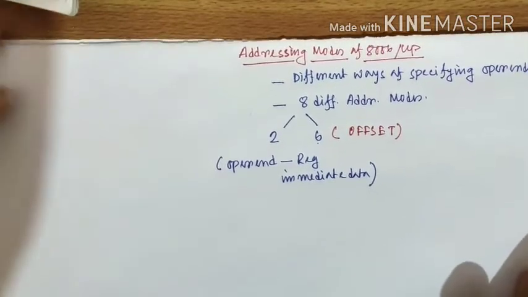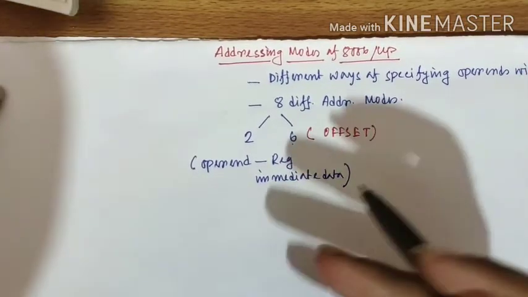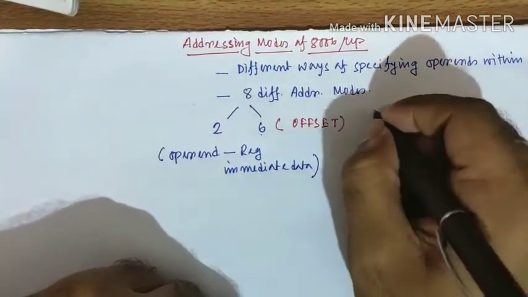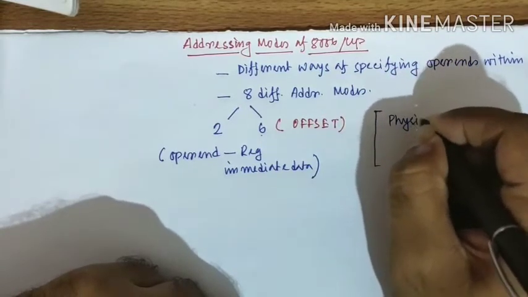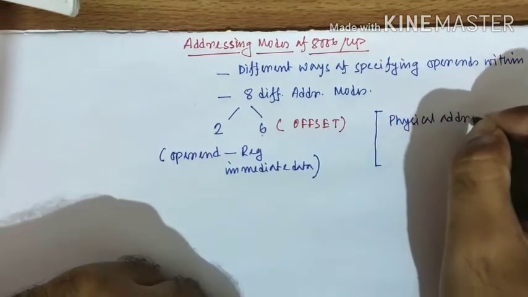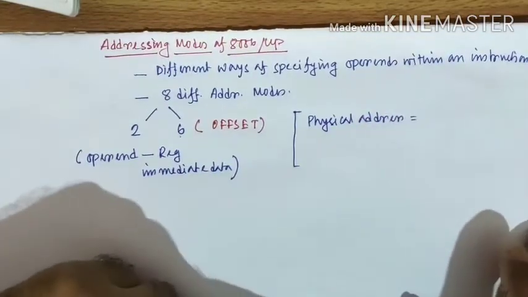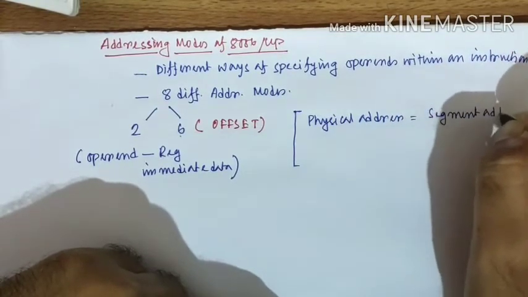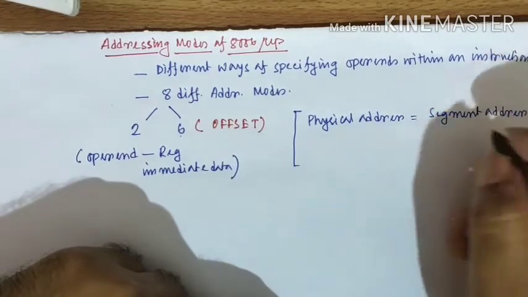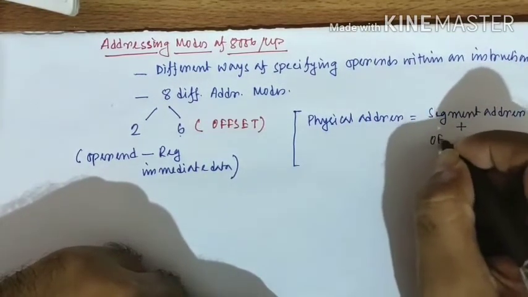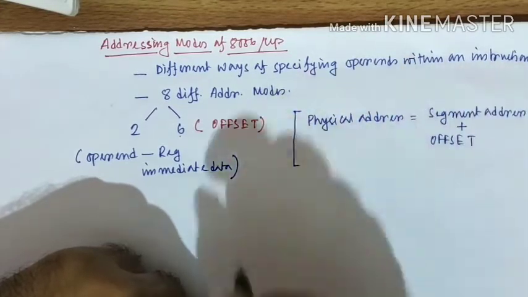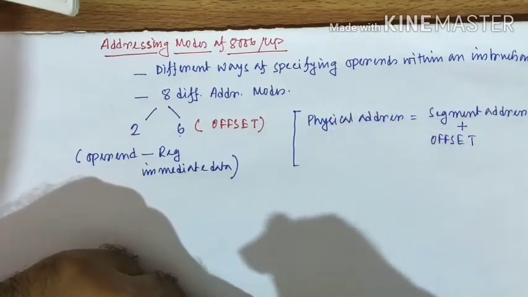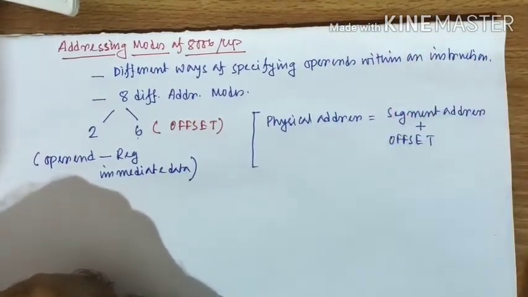From the previous discussion we know what is the meaning of offset and what is the physical address. So I am repeating it here once again. How do we calculate the physical address? It is the segment address multiplied by 10 plus offset. So what is offset? Offset is the displacement within a particular segment, and segment address defines the starting location of that particular segment.